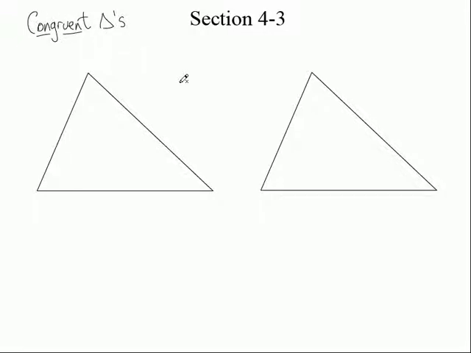So these are congruent triangles. Let me show you a couple reasons why they're congruent. Let's name this one ABC for lack of imagination, and we'll call this DEF.